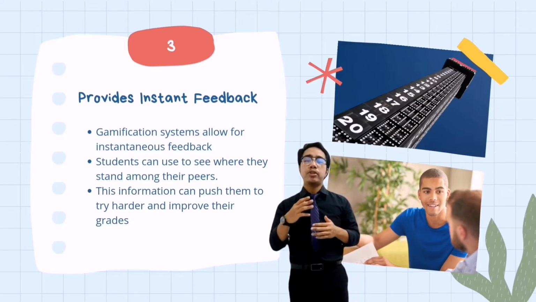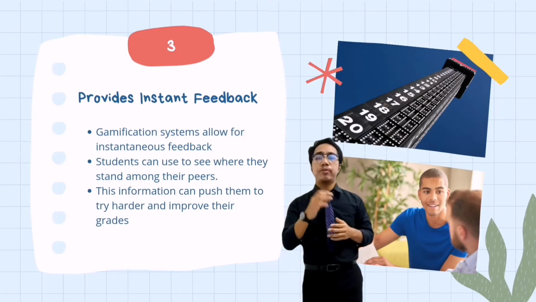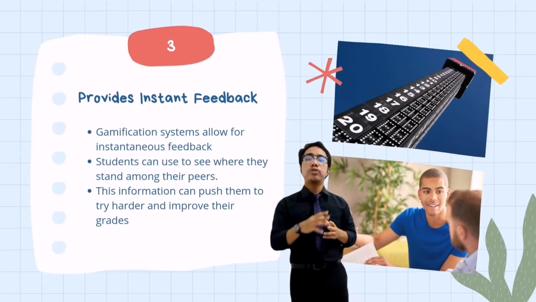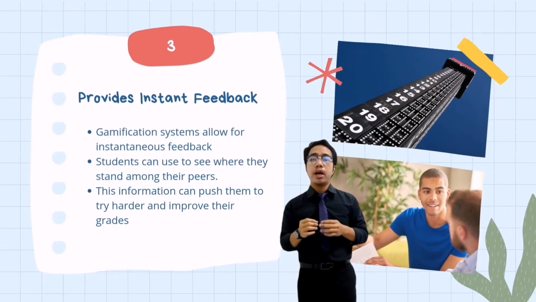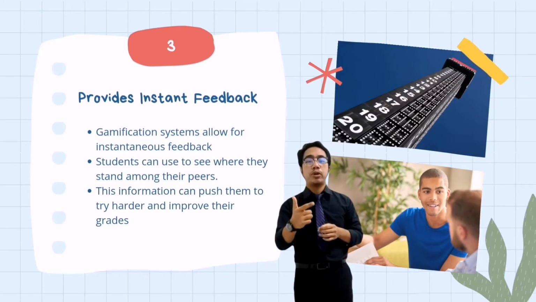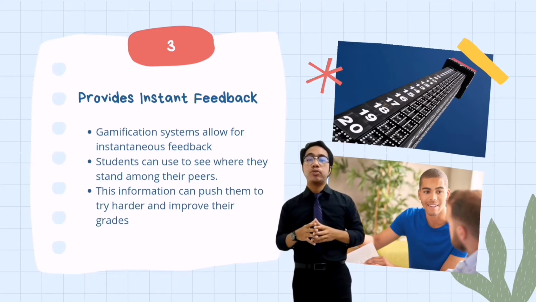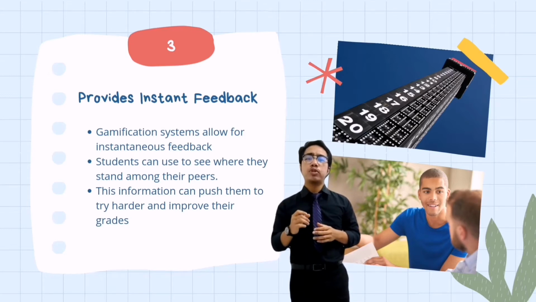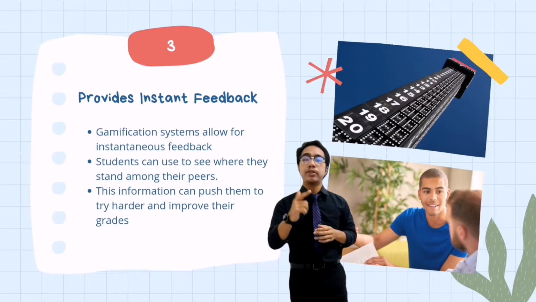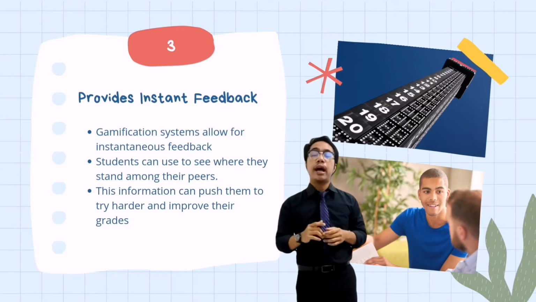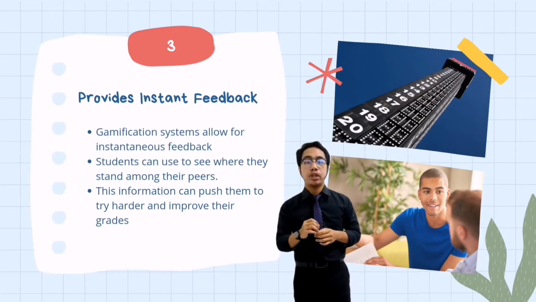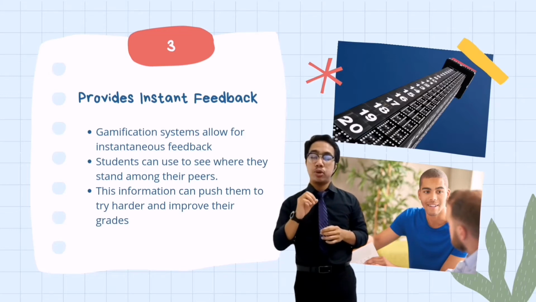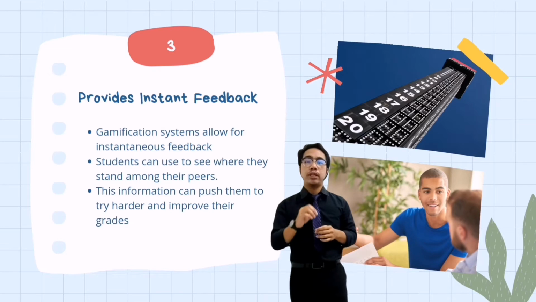The third one, gamification in science education can provide instant feedback. Most gamification systems allow for instantaneous feedback such as leaderboards and dashboards, which students can use to see where they stand among their peers. This information can push a student to try the quiz or activity again to get a higher placement and create motivation for further lesson engagement. This is very motivational for a student who lacks self-esteem.